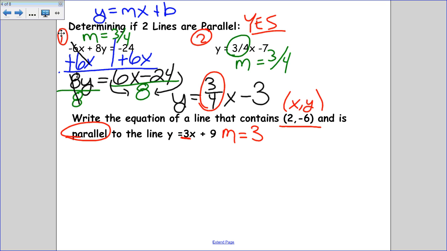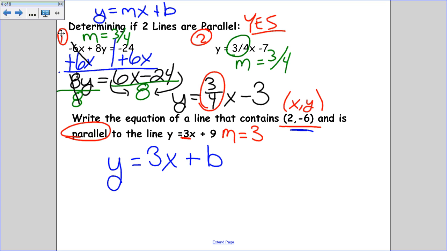Okay, so if I know my slope, I can start writing my equation of a line. I could say y equals 3x plus, do I know my y-intercept yet? Is this point my y-intercept? No, so I'm just going to have to say b. Once I get this far, I can use my point and plug it in where I need to, okay?